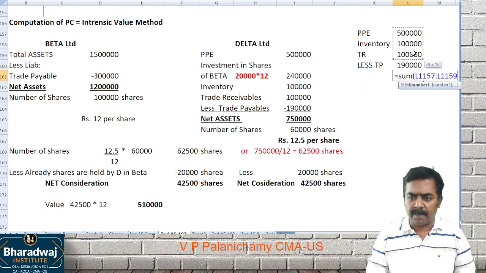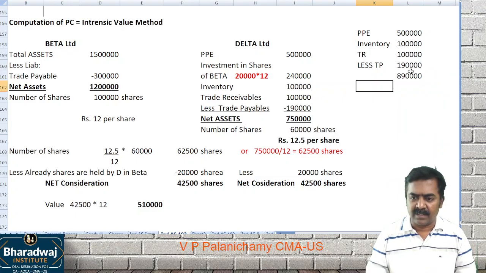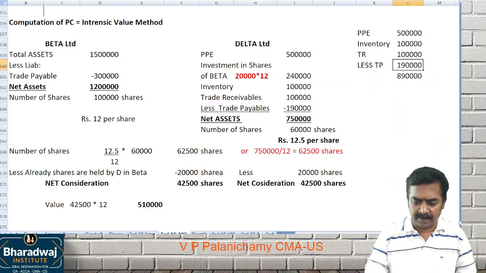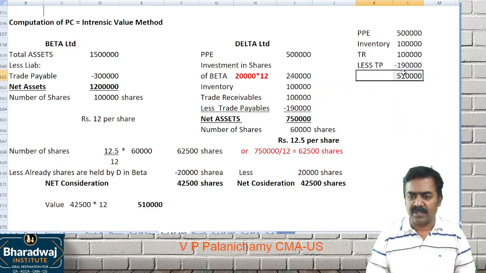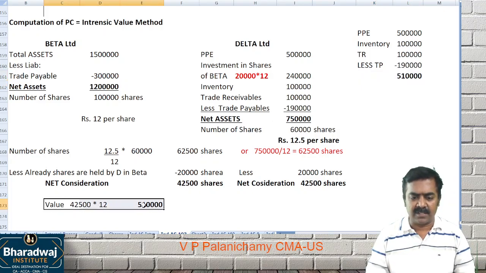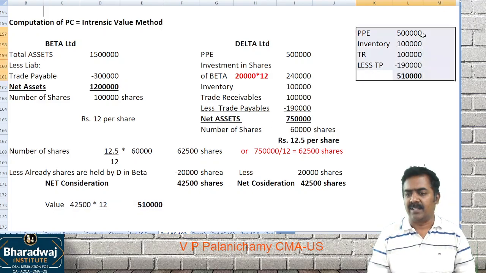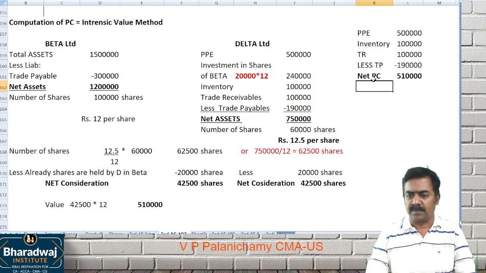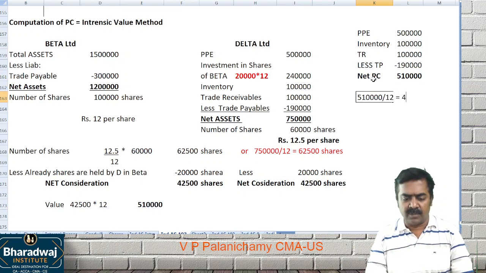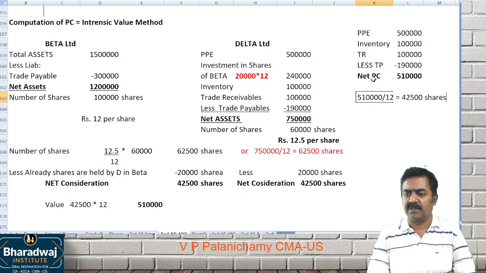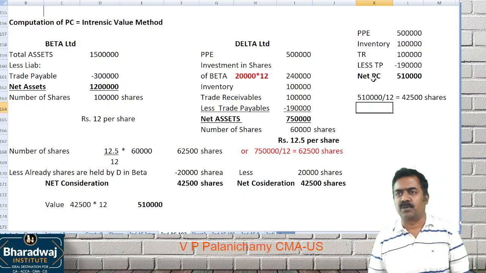இது போட்டு பாருங்க. சாரி, இது மைனஸ் இல்லையா. 5,10,000. அதான் net purchase consideration. 5,10,000 is the net purchase consideration. Simple. How many shares does it give you? 5,10,000 divided by 12. Now net how many shares have to give you? 42,500 shares. There are 3 methods in which you can work out the question.